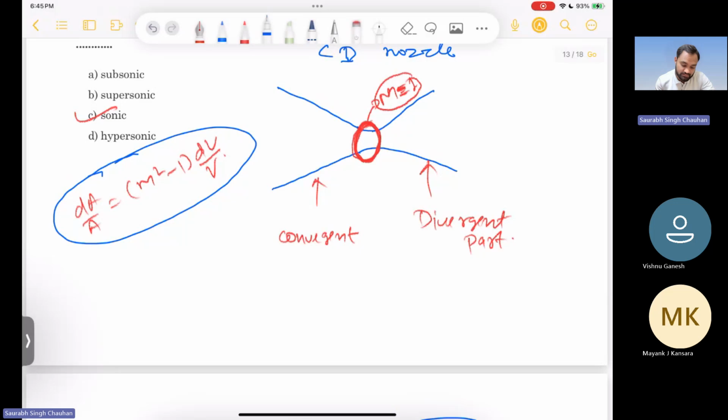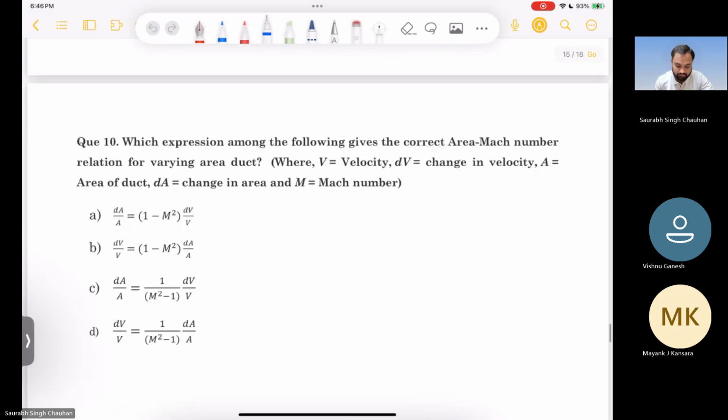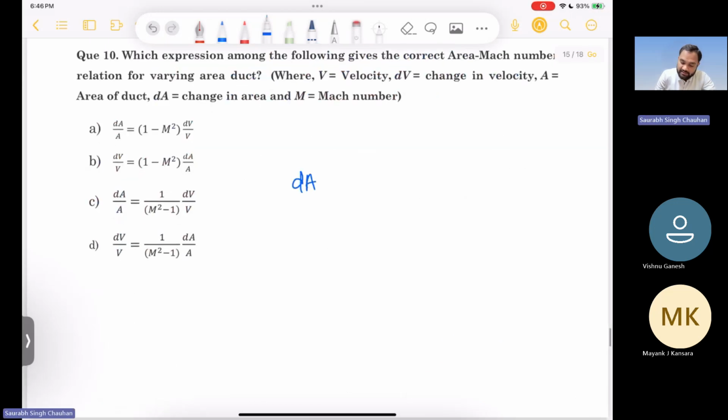Okay, so here it is. dA by A is equal to m square minus 1 dV by V. So which one is correct? Option A, dA by A is equal to 1 minus m square. No, it is not correct. It is actually m square minus 1. Option B says dV is equal to 1 minus m square. No, again, this is not correct.